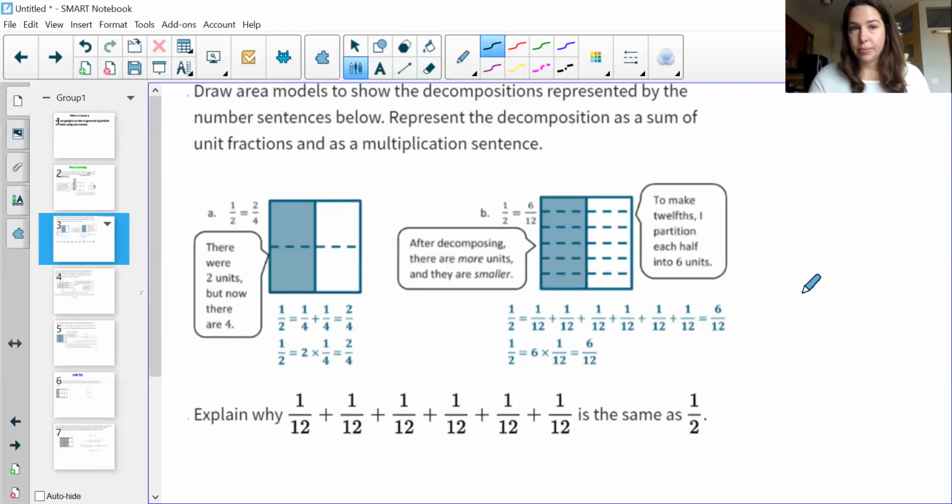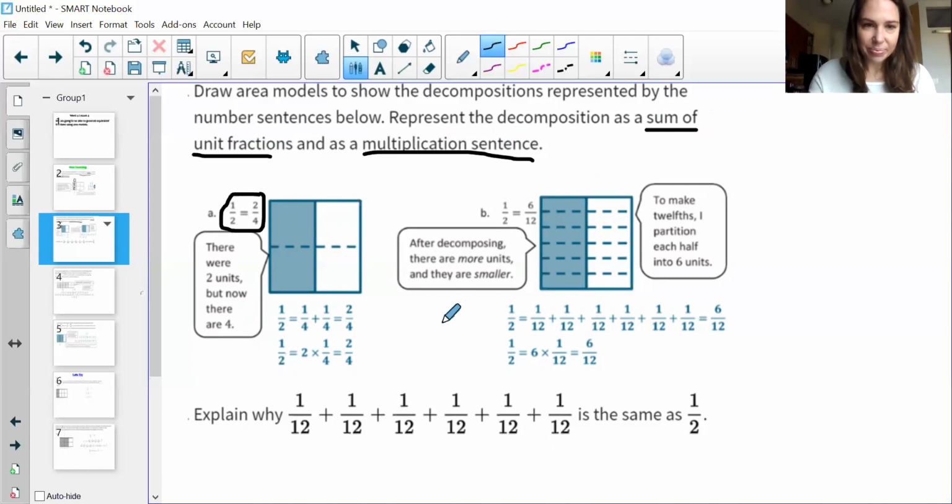So let's take a look here. It says, draw an area model to show the decomposition represented by the number sentence below. So this is the number sentence that we're looking at, and we're doing the decomposing. Represent the decomposition again as the sum of unit fractions and a multiplication sentence. And you guys are going to be doing this during your problem set. I know that right about now somebody, probably Zachariah, would have asked me, are we going to have to do this for our problem set? Yes, you are.